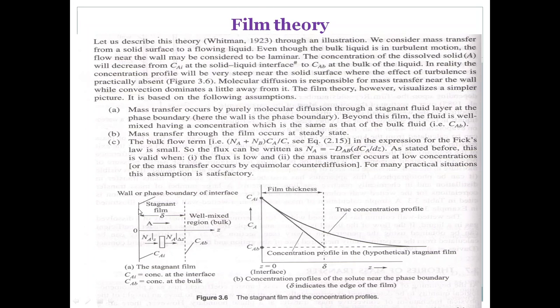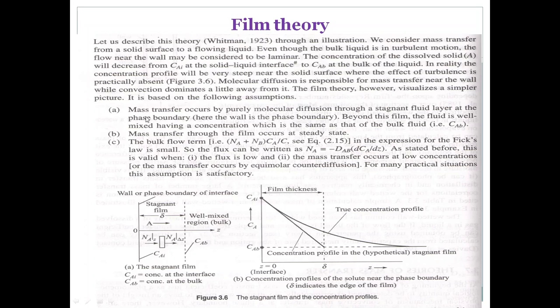Let's take this soluble solid wall, and fluid is flowing over it. At Z equal to delta, the surface concentration, the maximum concentration of solid, will be CAI, and at the bulk that will be CAB, and this will be your concentration profile. And this is my boundary layer thickness. Now, developing this film theory, they made a few assumptions.